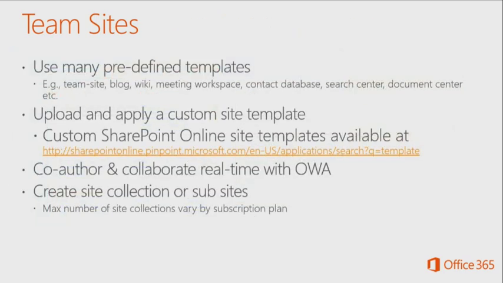Use many predefined templates: team site, blog, wikis, meeting workspace, contact database, search center, document center. There's all kinds of predefined templates. Upload and apply a custom site template. This link has SharePoint Online site templates that you can download. Co-author and collaborate real-time with Outlook Web Access. And create site collection or subsites.